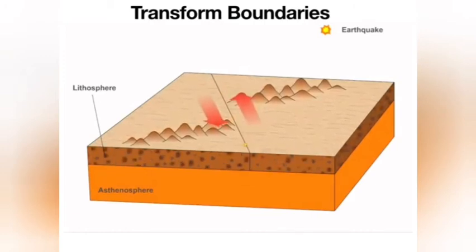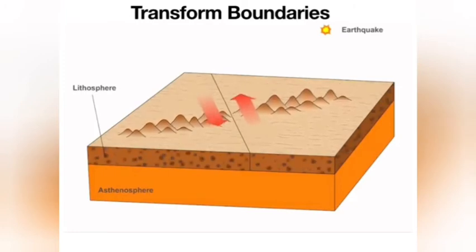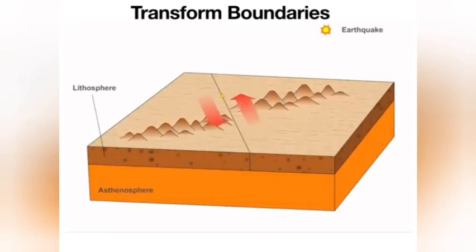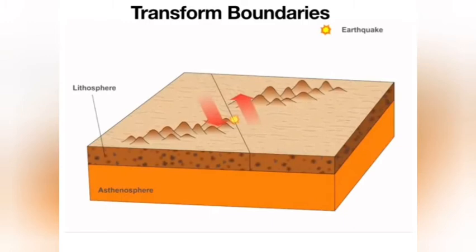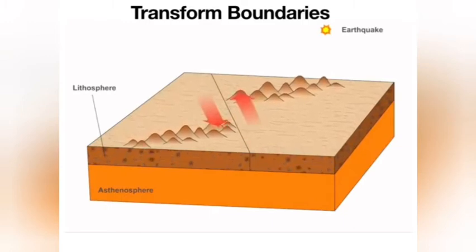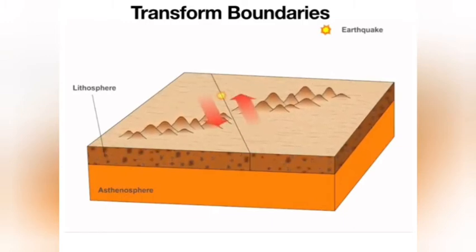Transform boundaries very commonly have earthquakes. However, they don't tend to have volcanoes, they don't tend to have major mountain ranges, and certainly not trenches. The only real feature we see at transform boundaries are earthquakes.